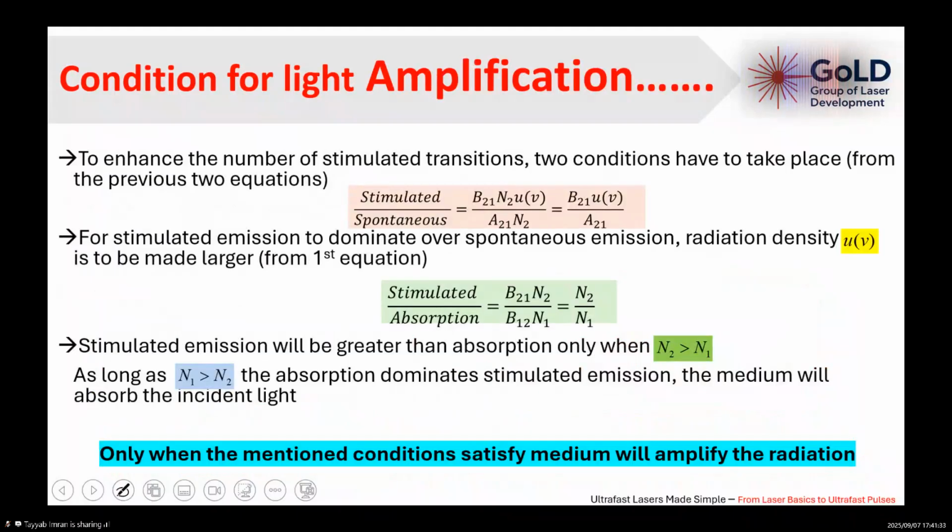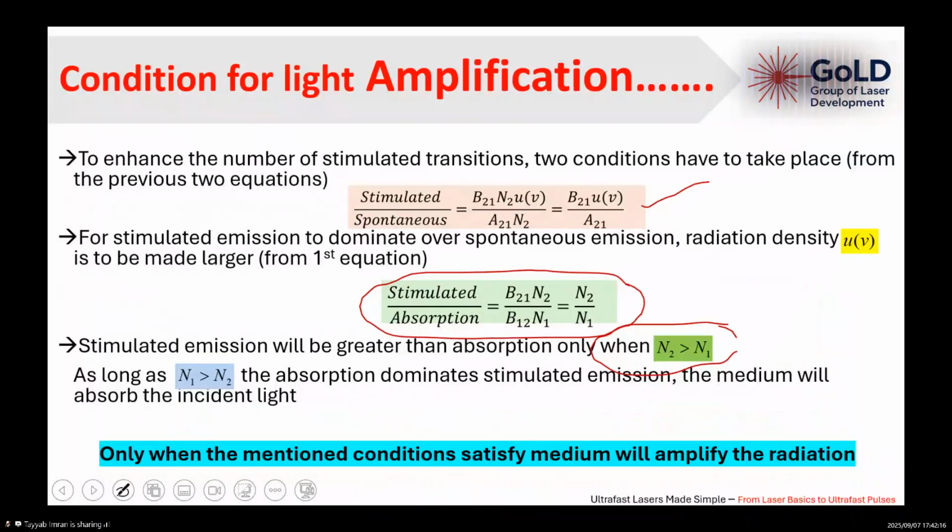If we move further, this is also a condition for amplification. This ratio, we know, is stimulated to spontaneous emission. And from the previous slide, we know this holds when B21 is equal to B12. Stimulated emission causes this: N2 greater than N1, the population in the higher level is more than the population in the first level.